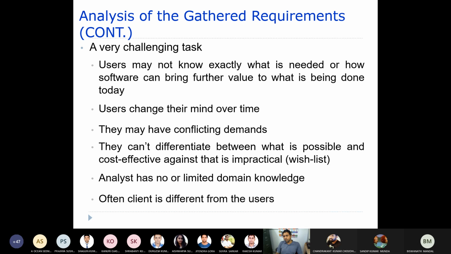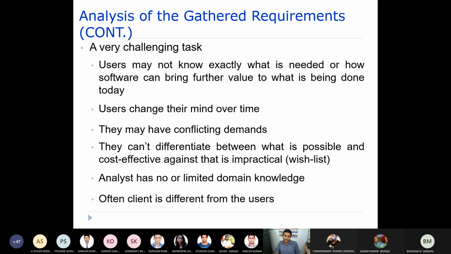Because users may not know exactly what they want, or how software can help them, giving many benefits in future. Those things are not known to the user. That is the reason. And users certainly change their mind over time also. Today they think a certain way about a certain thing, but tomorrow they want to change their mindset towards that particular activity. So they may have conflicting demands.